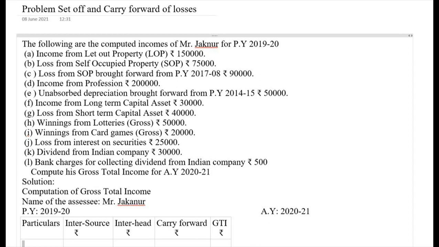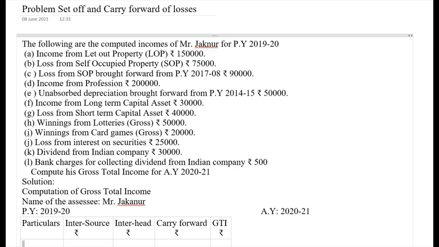Then income from profession is given as rupees 2 lakhs, against which we can adjust unabsorbed depreciation brought forward from the previous year 2014-15. So against rupees 2 lakhs, this unabsorbed depreciation of rupees 50,000 is adjusted. Then still there will be income from profession of rupees 1,50,000, against which the remaining loss from house property of the current year, that is 15,000, can be easily adjusted. Then there will be income from business of rupees 1,35,000.